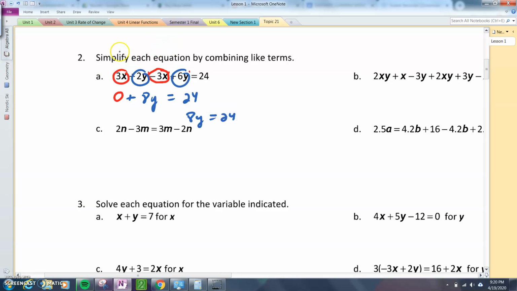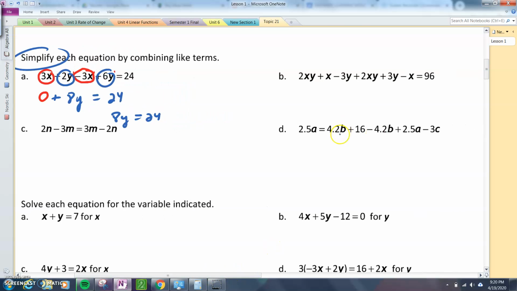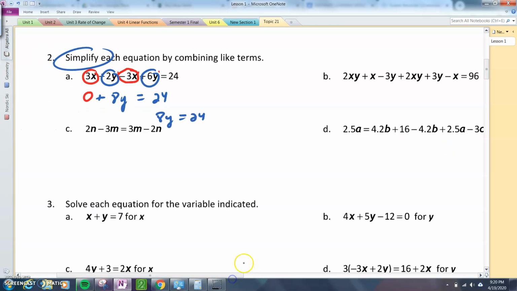It's not asking you to solve, it just wants you to simplify. So that's an example. You have 4 others of these to do. So you're just going to combine what you can for like terms.